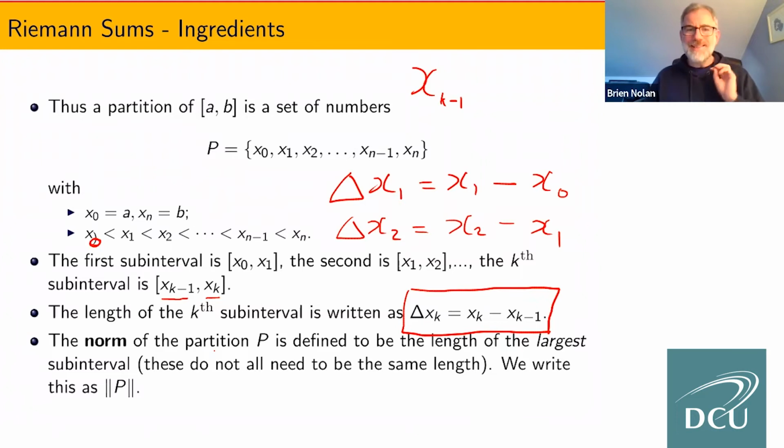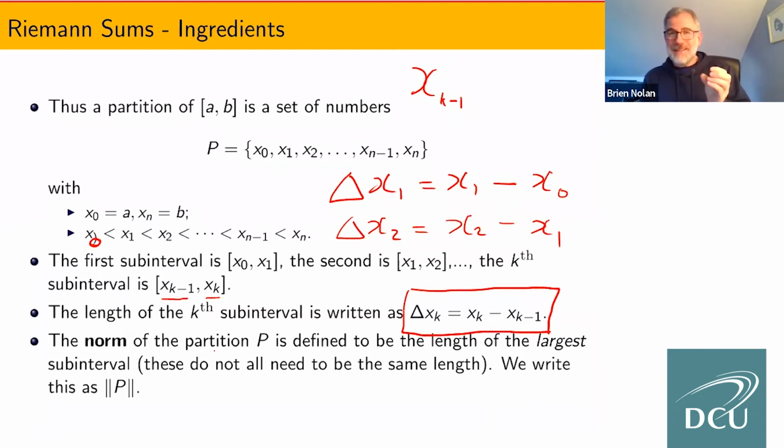We need to define this thing called the norm of the partition. The norm of the partition is going to tell us the difference between a partition that has very wide rectangles and a partition that has very narrow rectangles. The norm of the partition we can define as being the width of the largest subinterval. So no matter what size all of the other subintervals are, what we want to know in terms of the norm is the size of the largest subinterval.